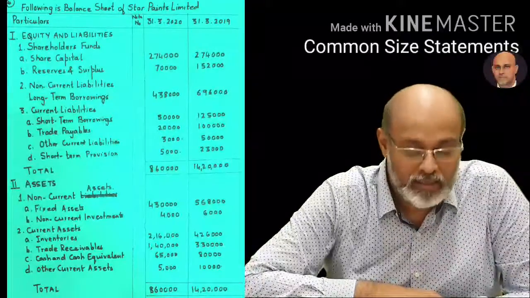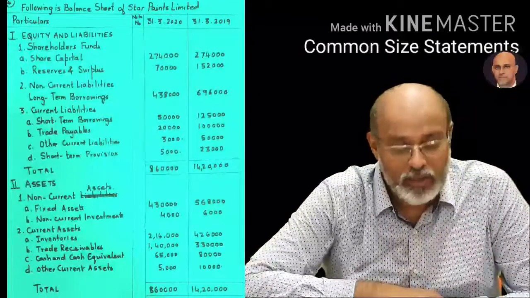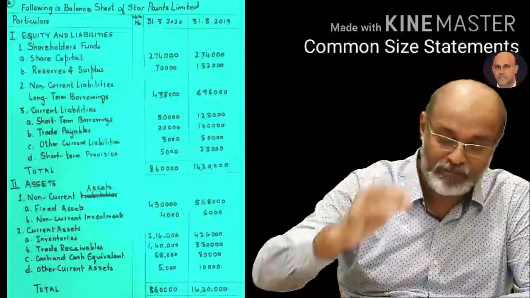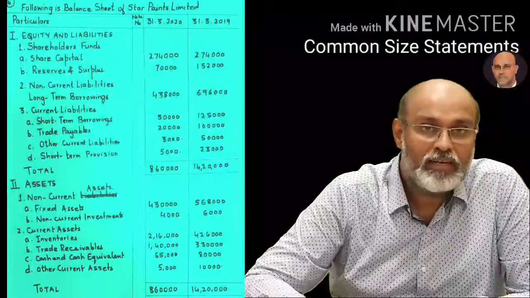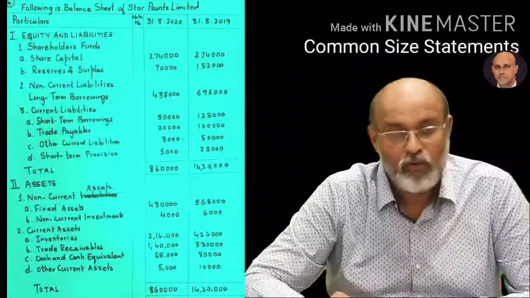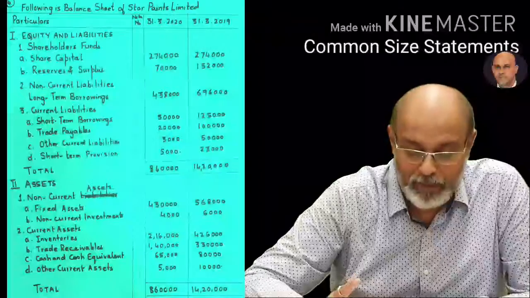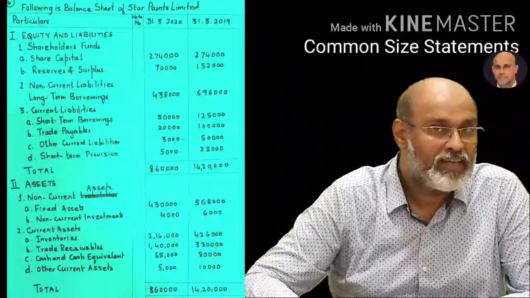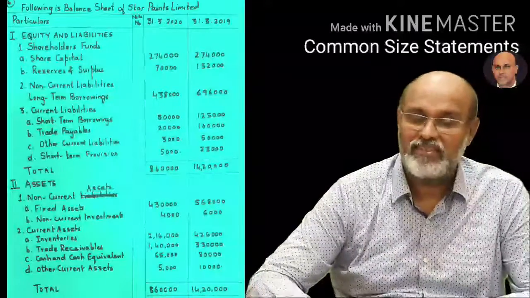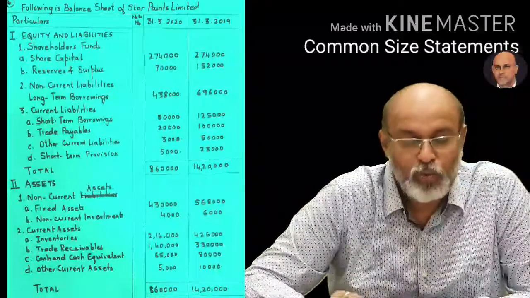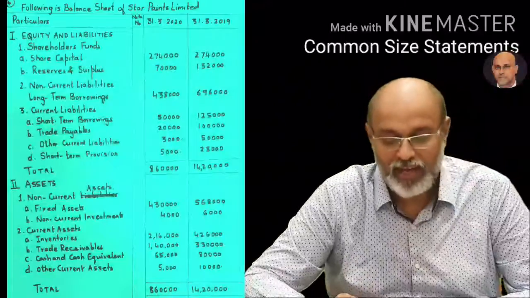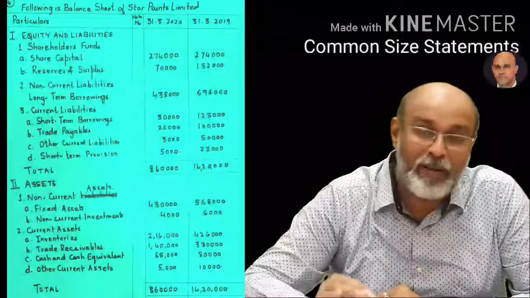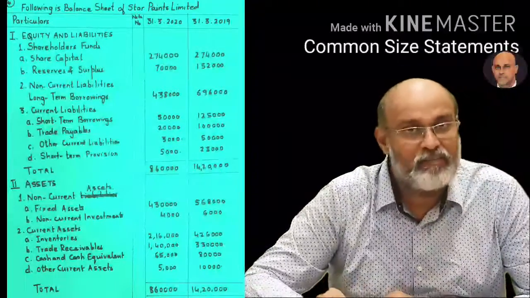Your fixed assets are 4,30,000. You divide that by 8,60,000 and multiply by 100, which will give you exactly 50%. Then you have your non-current investment, which is 4,000. 4,000 divided by 8,60,000 and multiplied by 100 is 0.46. After which we will go to the current assets, and the first item in your current assets is inventory, which is 2,16,000.